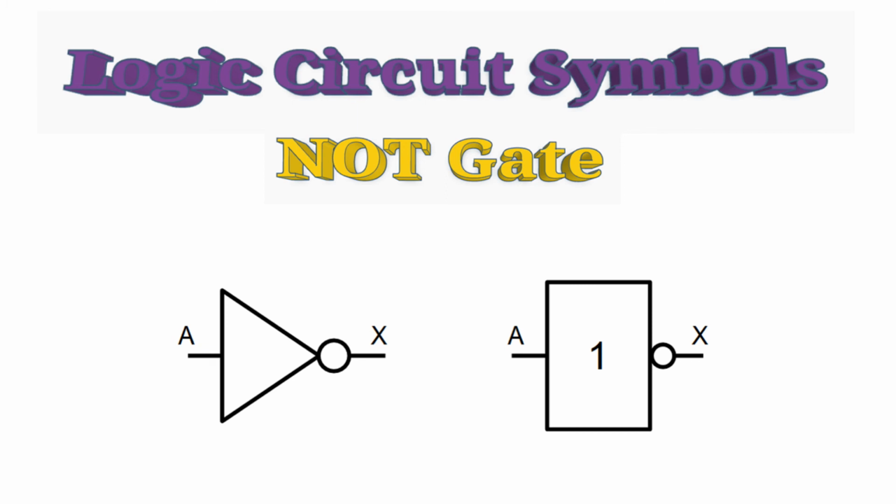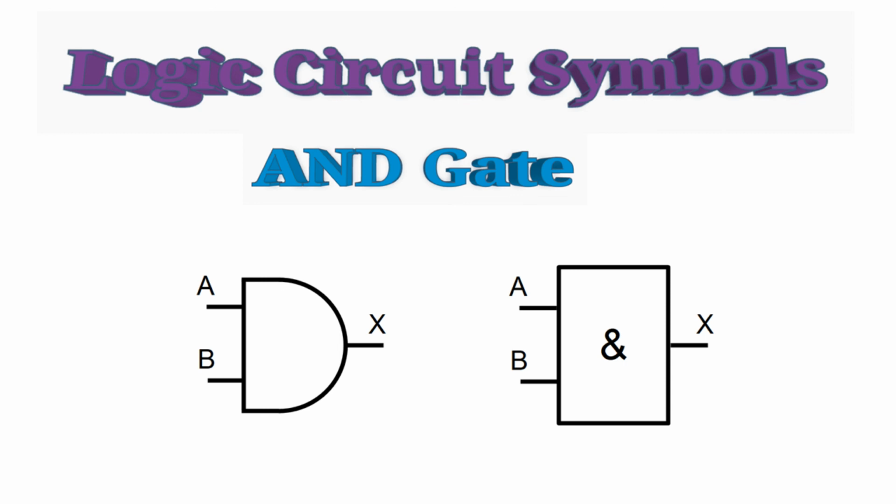The NOT gate is either a triangle followed by a circle or a rectangle followed by a circle. The rectangular symbol uses a 1 to indicate that the input to the output of the rectangular block is the same, but then the circle indicates that it is inverted. On some symbols, there is a line instead of the circle, forming a right-angled triangle on the output. The rectangular version of the AND gate uses an ampersand character. This is to represent that the output is 1 only if both A and B are 1.